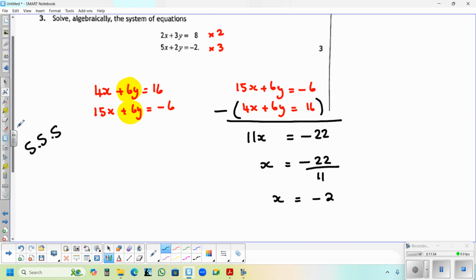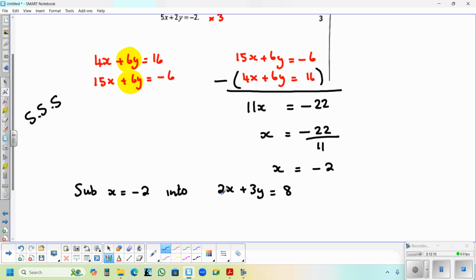Now I'm going to sub that negative 2 in, so sub x equal to negative 2 into, write down what equation you're choosing. I'll stick with the top one, so 2x's plus 3y is equal to 8. I know x is equal to negative 2, so I'm going to sub for 2x. So 2 lots of that is negative 4. The 3y is staying there because I want to work out what y is, so that's equal to 8.